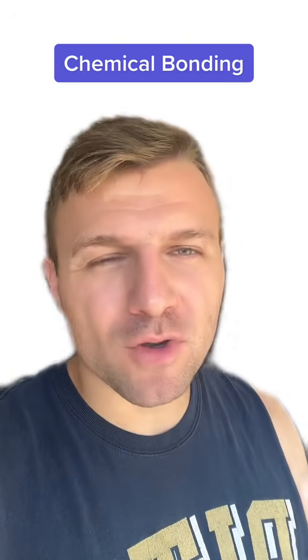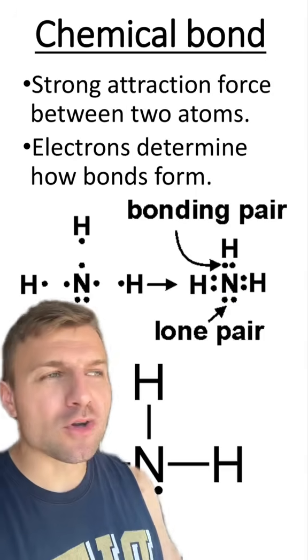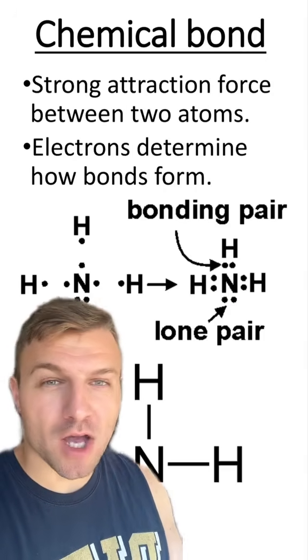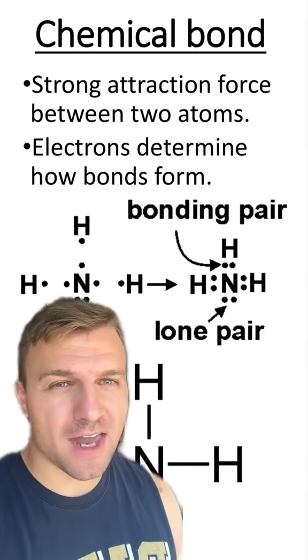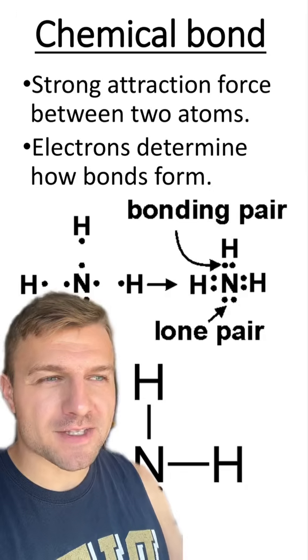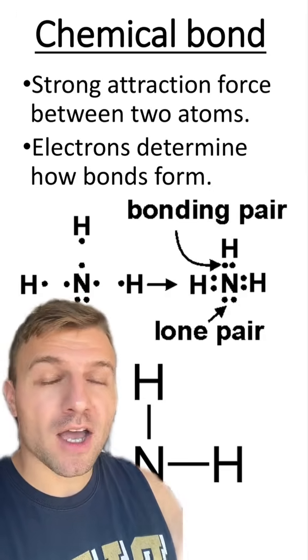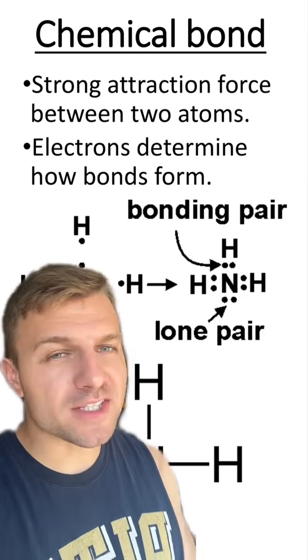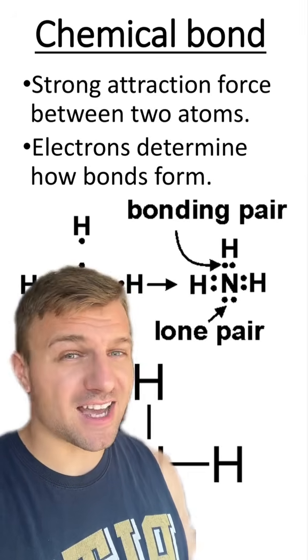Today we're going to learn about chemical bonding and the three most common types of chemical bonds you're going to see in biology. Chemical bonds form between atoms to make molecules. And these chemical bonds are just strong attraction forces between the atoms. The electrons of the atoms and how these electrons interact are going to determine what type of bond occurs. And the three most common types of chemical bonds we're going to see in biology are covalent, ionic, and hydrogen.